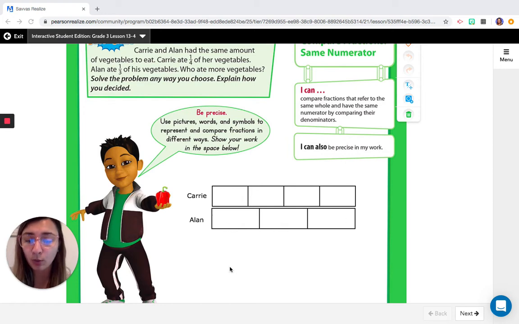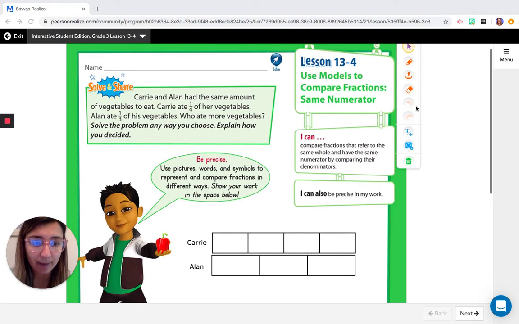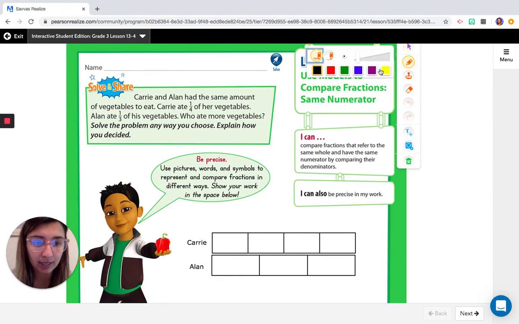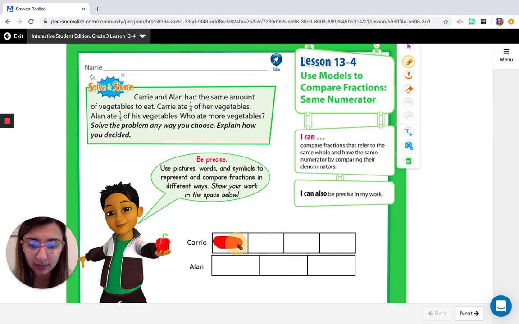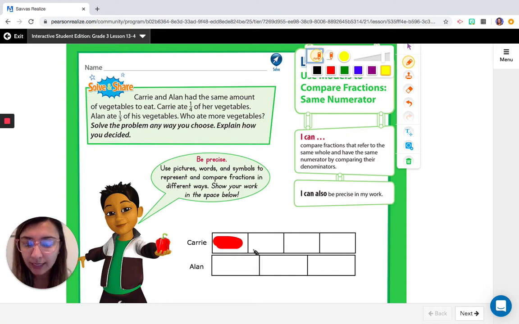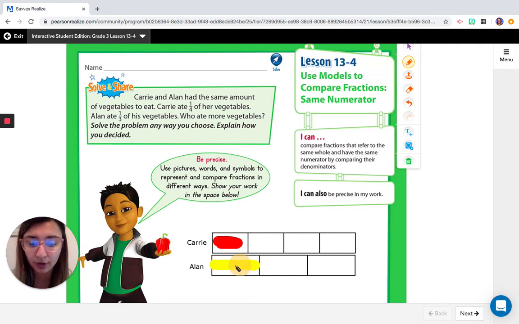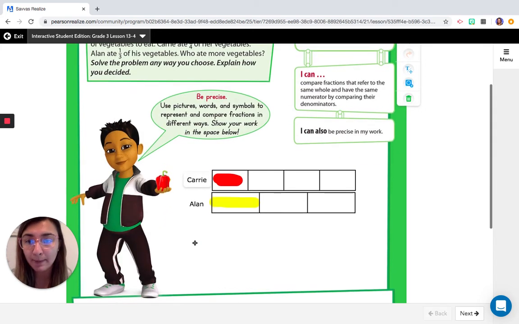So I need to grab my little pen. For Carrie, we will pick red. She ate 1/4 of her vegetables, so we'll color that in. For Alan, we'll pick yellow. And Alan ate 1/3 of his vegetables. So, who ate more vegetables is the question.